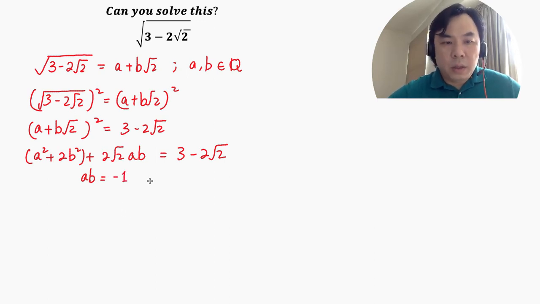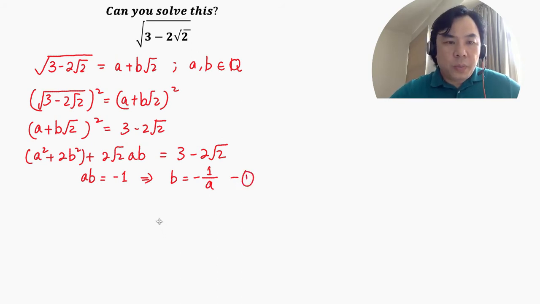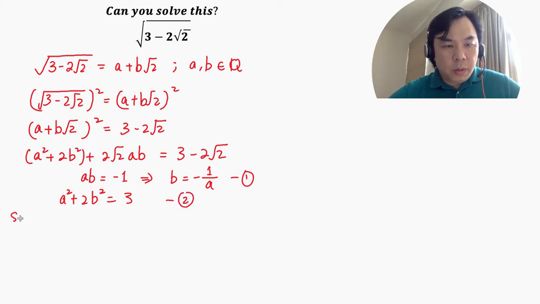You can see that very obviously. That implies B is equal to -1 over A. So I'm going to use this substitution to solve for A and B. Now my second equation would be by comparison of the numerical value without the surd. I have this. Now by substituting 1 into my equation number 2, I'm going to substitute my 1 into 2 here.